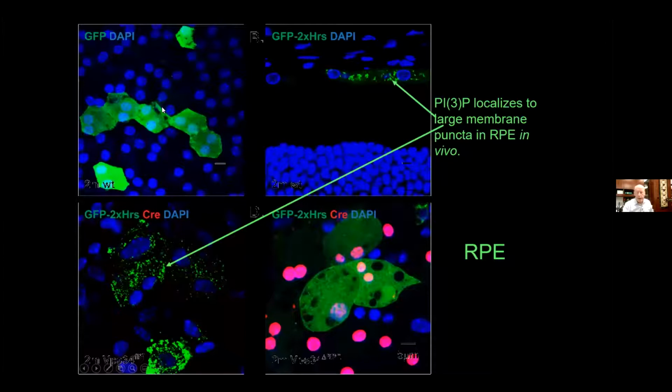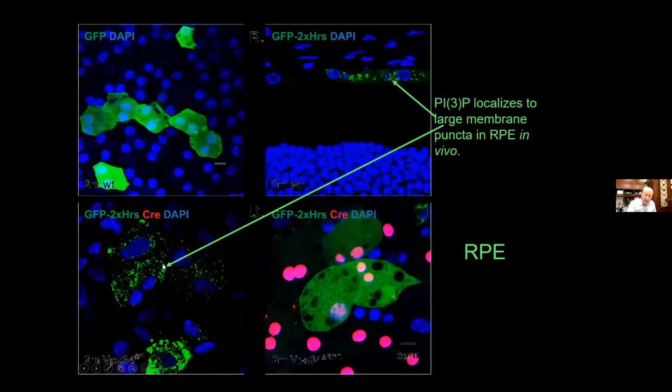And you can see that in wild type mice, if we express our PI3P marker, that GFP without the PI3P binding domains is just expressed as a soluble protein throughout the cell. But there are puncta that are formed when we have the PI3P binding domains, as viewed either in a section as shown here or in flat mount as shown here. You see lots of accumulated membranes.